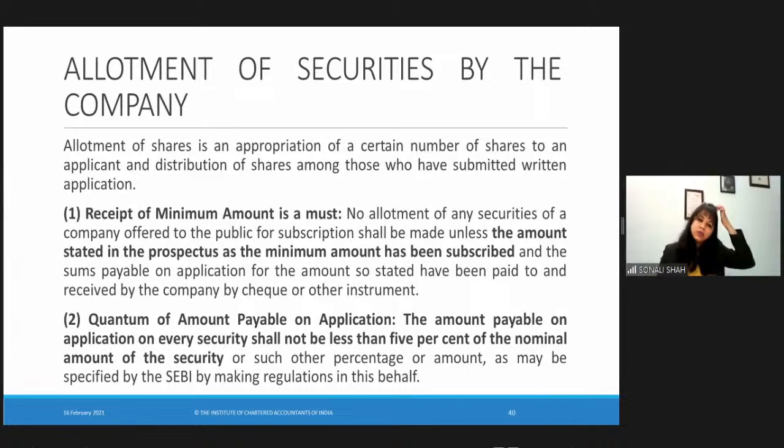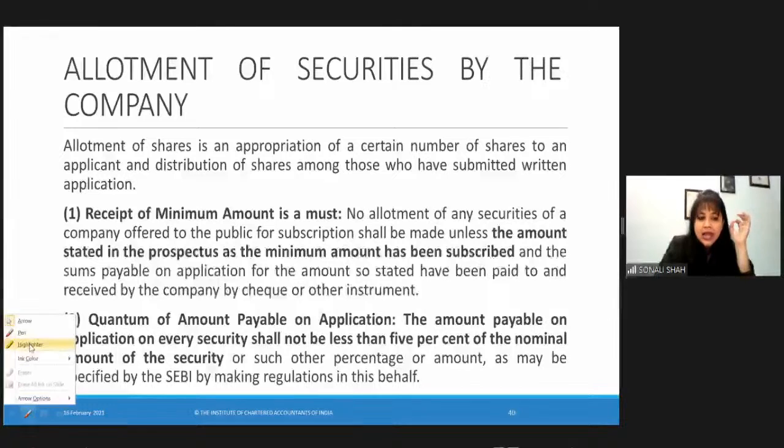Okay. Now coming to the allotment of shares by the company, right? So let's walk through the points one by one. The first requirement is that the receipt of the minimum amount is a must. No allotment of securities of a company which is offered to the public for subscription shall be made unless the amount stated in the prospectus as the minimum amount has been subscribed, and the amount payable on application for the amount so stated has been paid and received by the company.